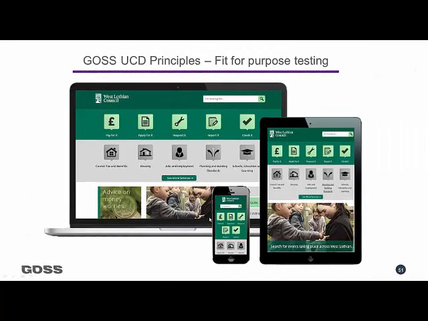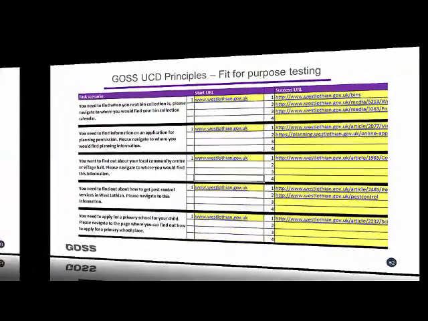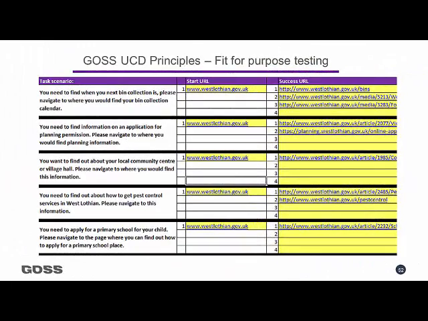Here's an example of some testing that I've done for West Lothian Council. In order to test the interface, we set out a number of scenarios that would have to be completed by the test candidates. In order to do this, and using an online tool, we set out a start URL and a success URL for each task.